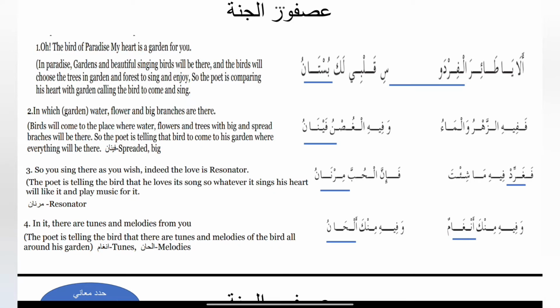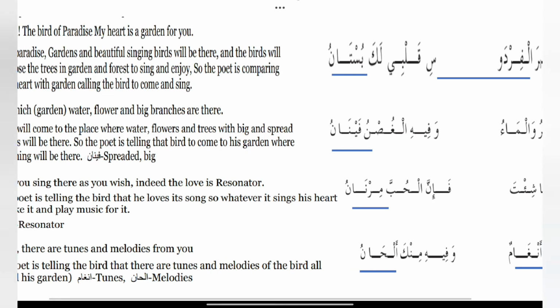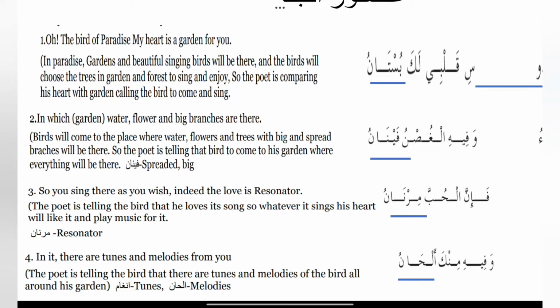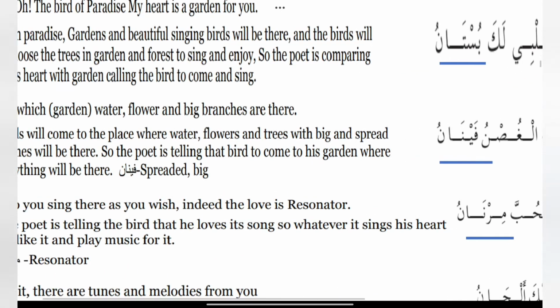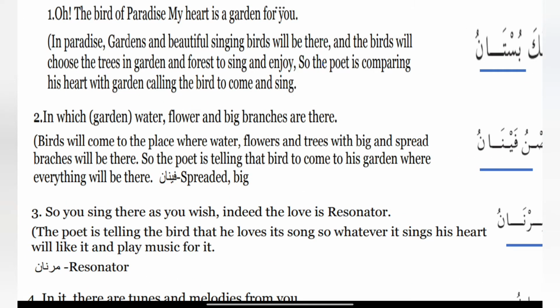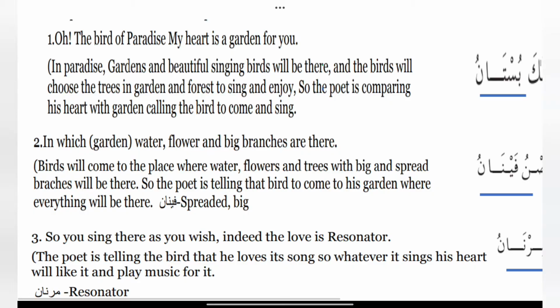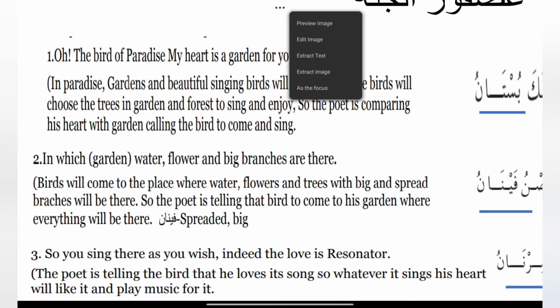When we look into the first line explanation, it's given that in paradise there will be gardens and beautiful singing birds, and the birds will choose the trees in the garden and forest to sing and enjoy. So the poet is comparing his heart with the garden, calling the bird to come and sing.